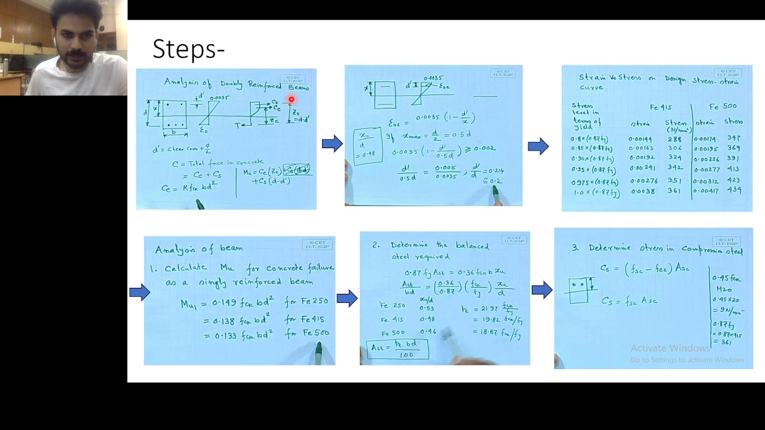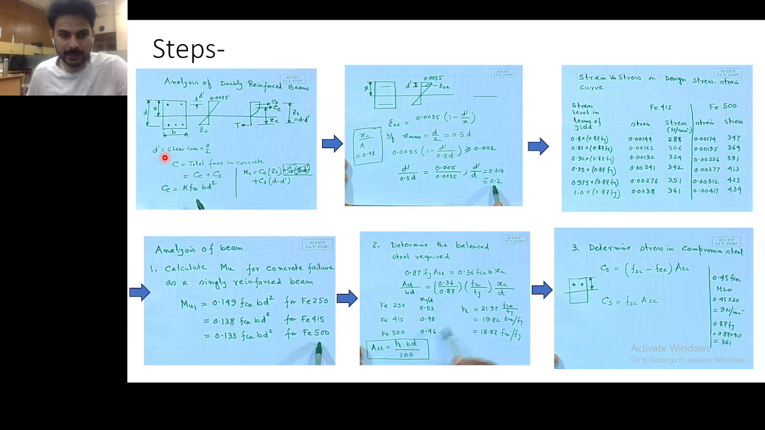Like CS is the compressive force in the steel area. CC is the compression force in the concrete, which we typically see in the normal design of a singly reinforced beam, and T is the force in the tension steel. So ZC is the lever arm between the compression force in the concrete and the tension in the steel, and d minus d dash is the distance between the tension steel and the compression steel.